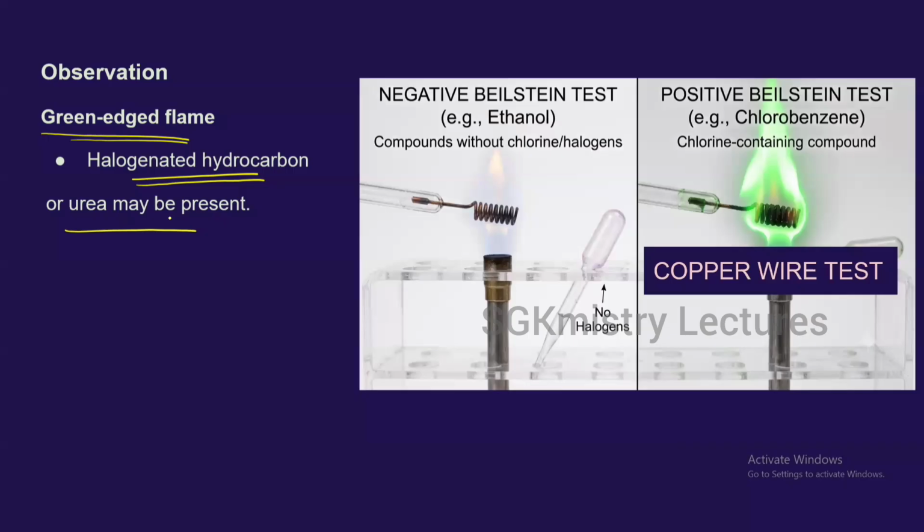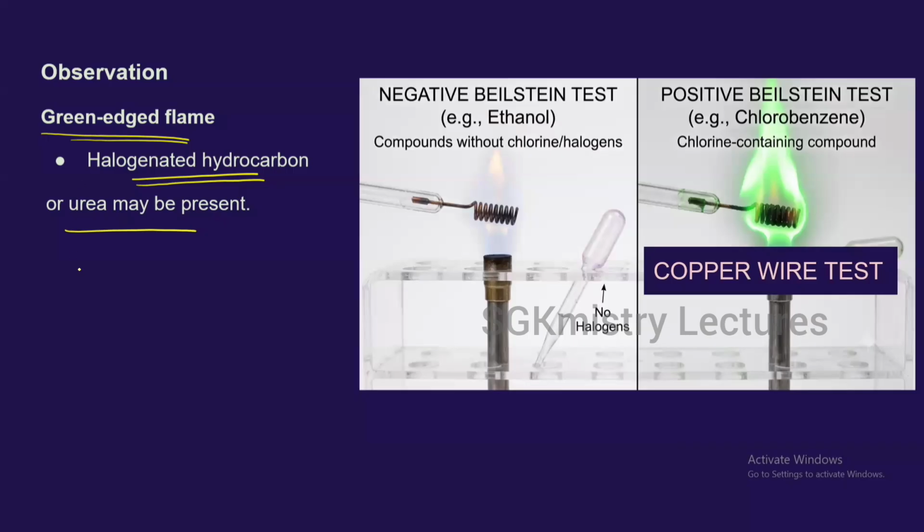So this is with respect to the Beilstein's copper wire test. A green edged flame has to be produced. If a green edged flame is produced, then the given compound is a halogenated hydrocarbon. Especially chlorobenzene will be the one that is given to you for analysis, so we can say that chlorobenzene may be the compound that has been given.